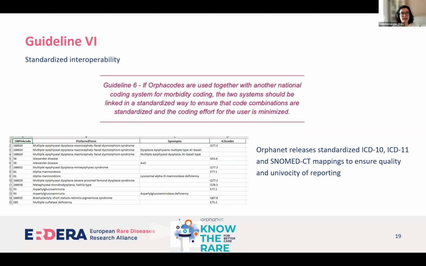So moving on, I'm going to move to guideline 6 because it's easier. Guideline 6 recommends standardized interoperability. So when ORFA codes are used together with another national coding system for morbidity coding, for example, ICD-10 or ICD-11, the two systems should be linked in a standardized way to ensure that the code combinations are standardized. So what we do is we actually release the ORFA codes mapping with ICD-10 and ICD-11 and SNOMED mappings to ensure this univocity of reporting, to ensure this transcoding with other codes.